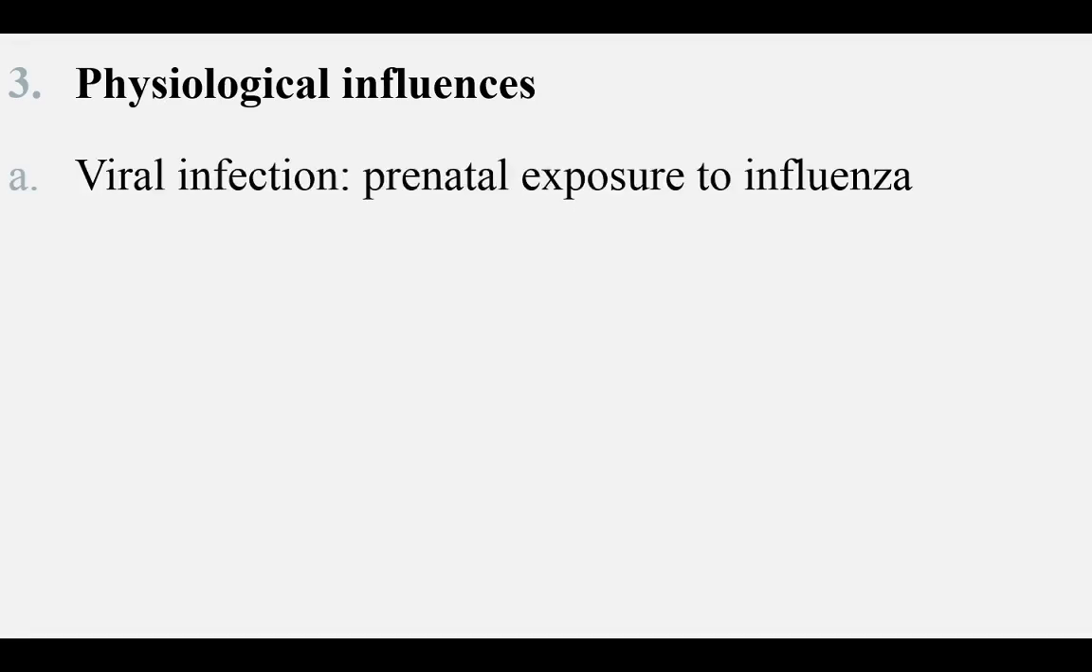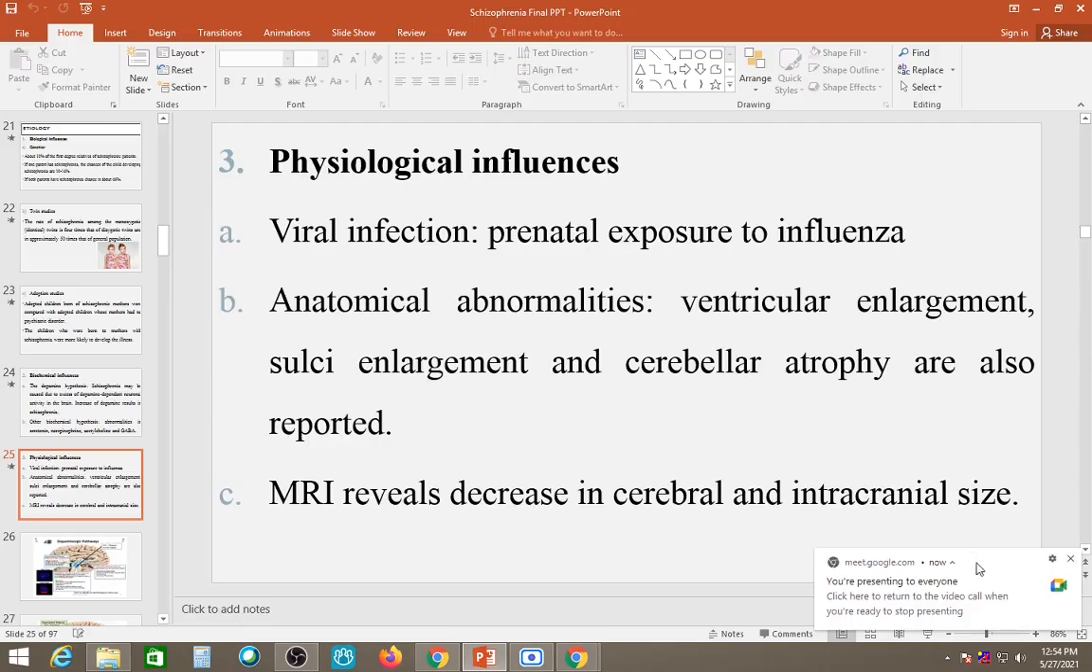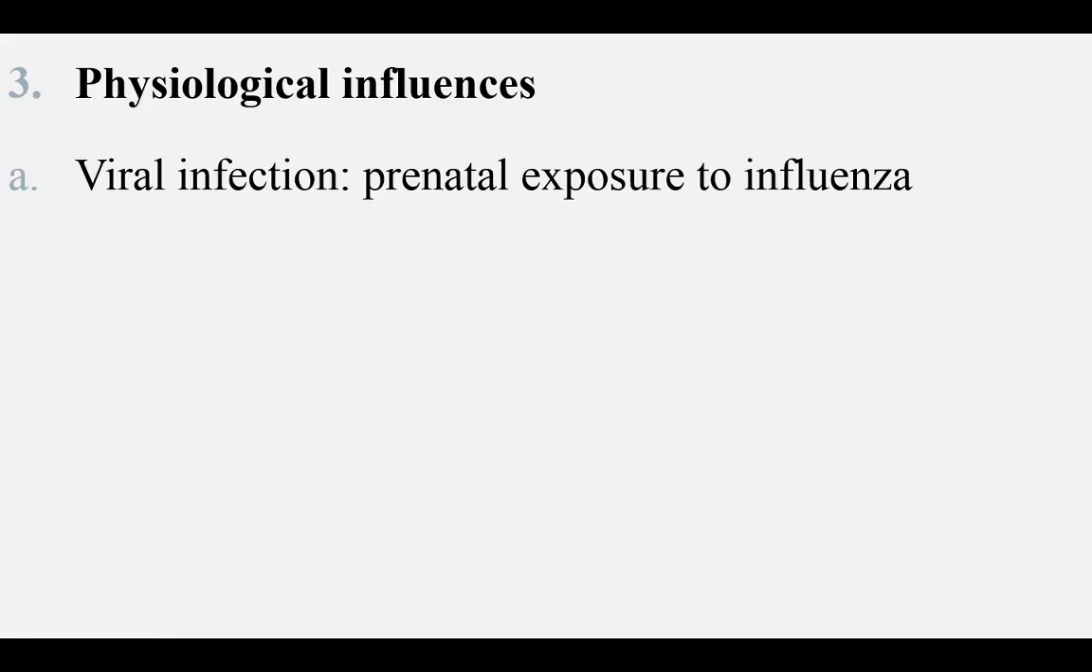Now, what is the physiological influence? Viral infection, prenatal exposure to influenza, the anatomical abnormalities, ventricular enlargement, sulci enlargement, and cerebellar atrophy. Now we will see the physiological influences. So physiological influence: viral infection, prenatal exposure to influenza.